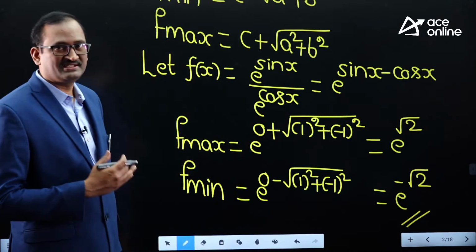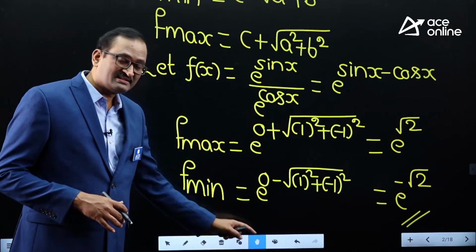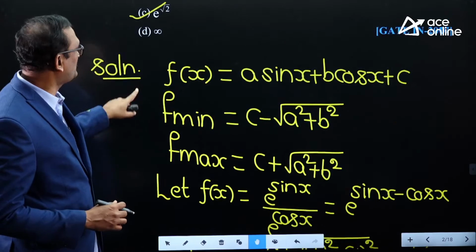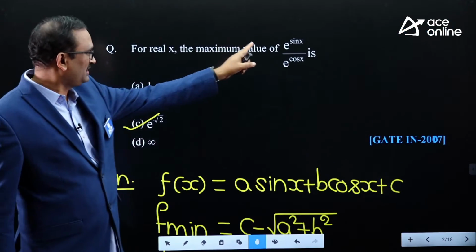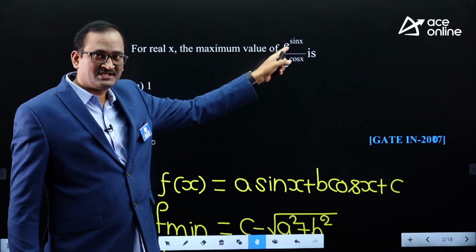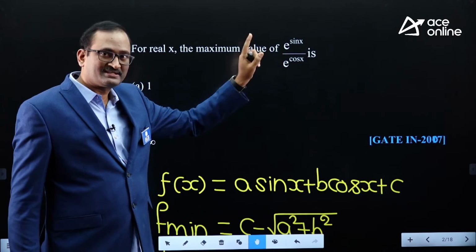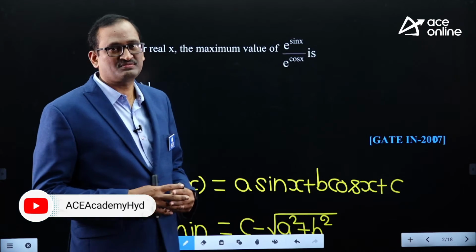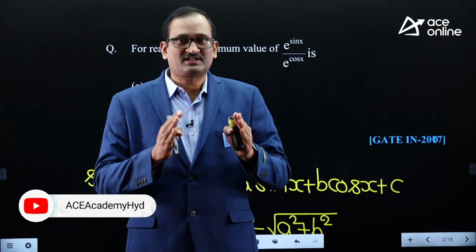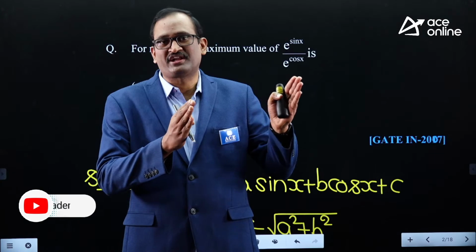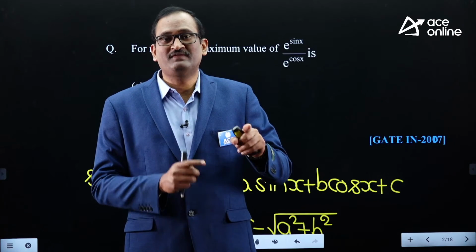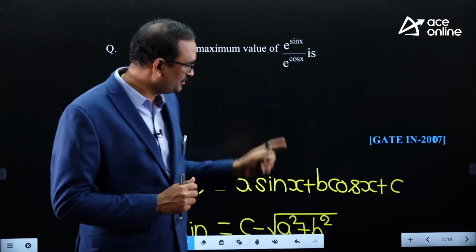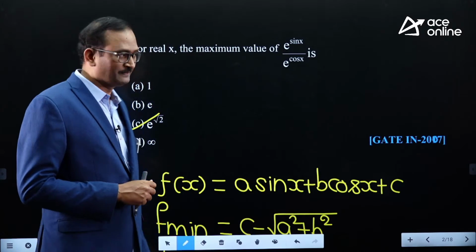So remember, this is a standard result. Otherwise, it becomes very lengthy if you solve this problem as per the procedure. First of all, you have to assume this function as e power sin x minus e power cos x, then find the critical points, followed by the second derivative. It consumes a lot of time. Doing it like this, we can save time.